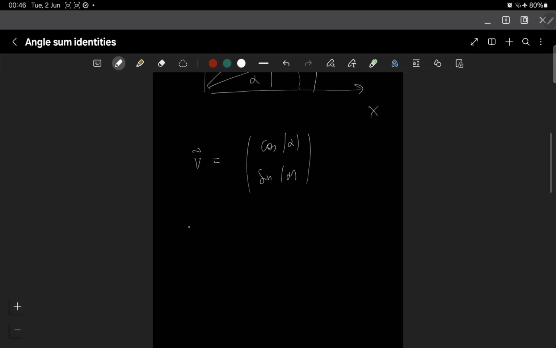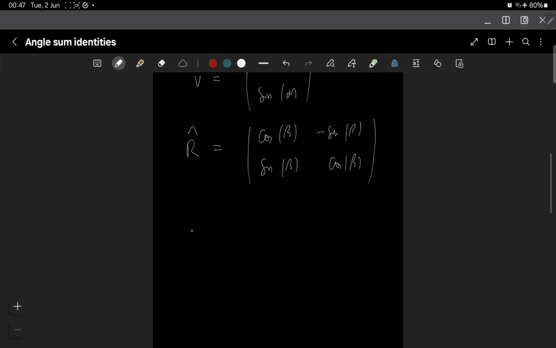And then what you need to remember is the rotation matrix. The rotation matrix in the anti-clockwise direction is just cosine beta, minus sine beta, sine beta, cosine beta. That's also quite easy to remember, right? On the diagonals you have the cosine betas, and then on the off-diagonals you have minus sine beta and sine beta, right?